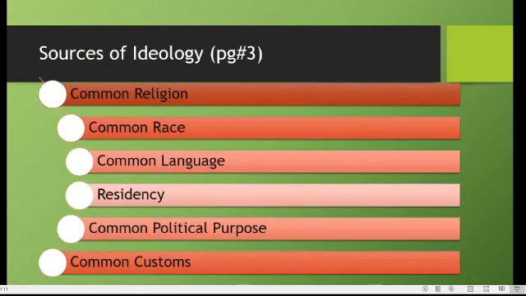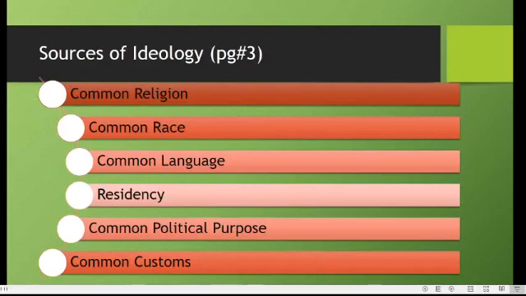Then comes the common political purpose. At present, the common political purpose of every nation is freedom and independence. This was the political purpose of the Muslims of the subcontinent, and they were then able to form an independent state, Pakistan. The Muslims of the subcontinent wanted independence and freedom. So this freedom and independence is their political purpose, and then it changes into their ideology.